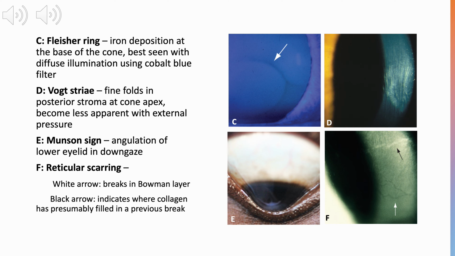in advanced disease. Together, these figures demonstrate how keratoconus manifests not only as progressive thinning and protrusion, but also through distinct clinical signs that help in diagnosis and staging of the disease. The next slide shows an example of scissoring reflex, which may be seen in keratoconus.